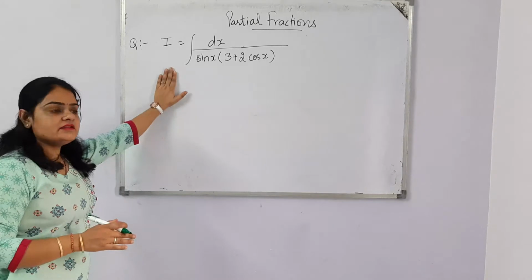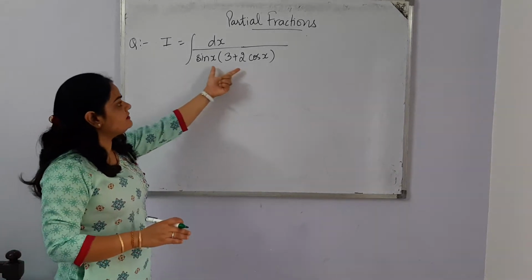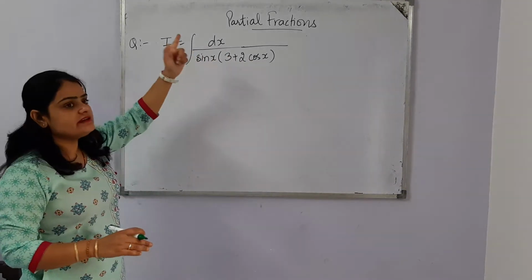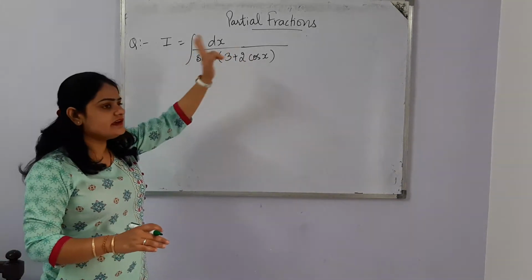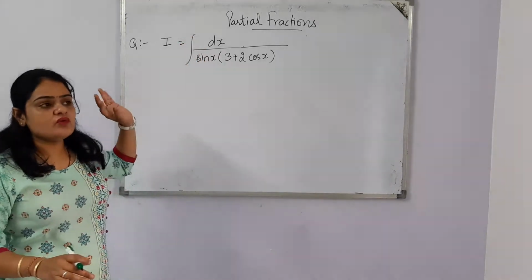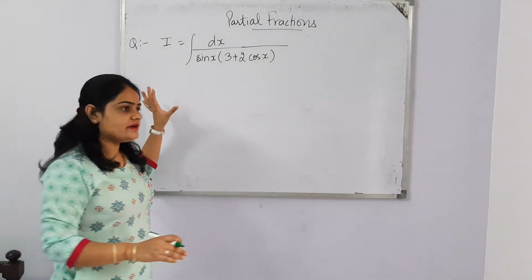When factors are there, but one factor is sin x and another factor is cos x, you are watching that sin x's derivative is cos x, and cos x's derivative is minus sin x. Both are not available in the numerator. So now what to do with these kinds of questions?